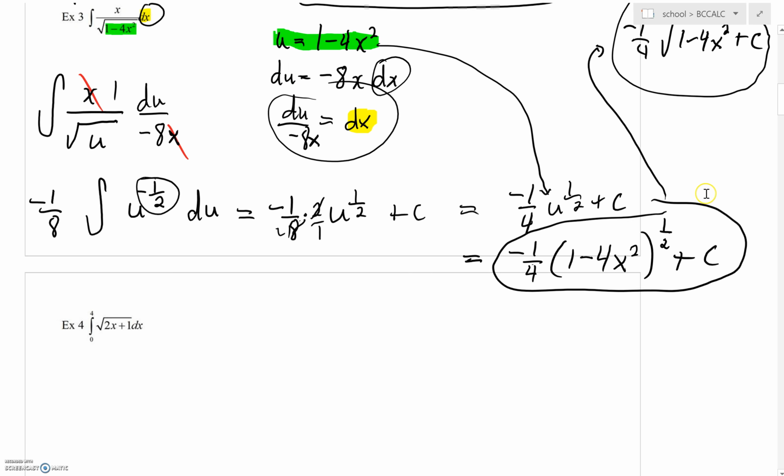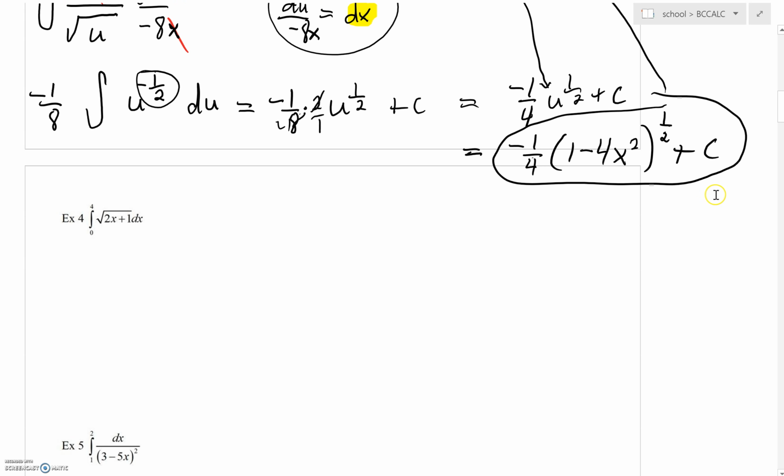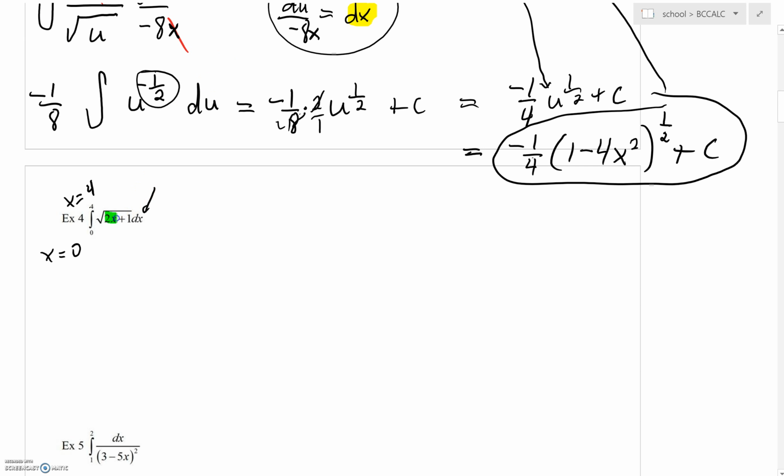Let's take a look. There are a few more problems. I guess there are 3 more, but let's take a look real fast at number 4. You're going to notice that these are bounds. We have a definite integral. This is dx. It tells us that our upper bound is x equals 4. It tells us that our lower bound is x equals 0. And that's very important, extremely important, especially in this problem as we're thinking about changing variables.